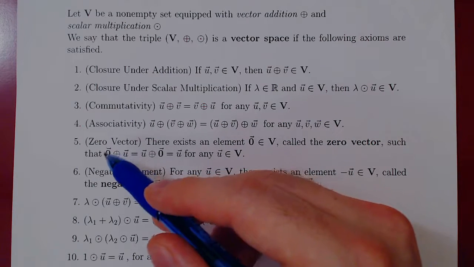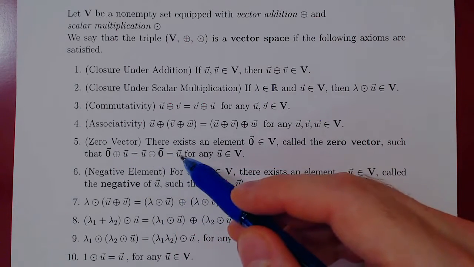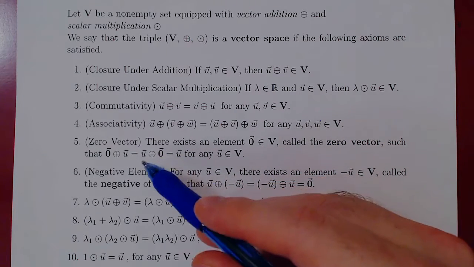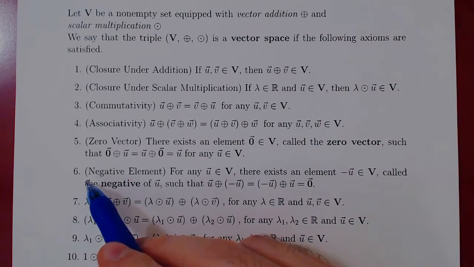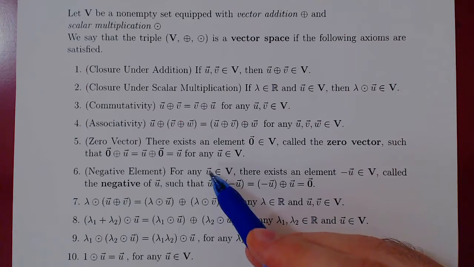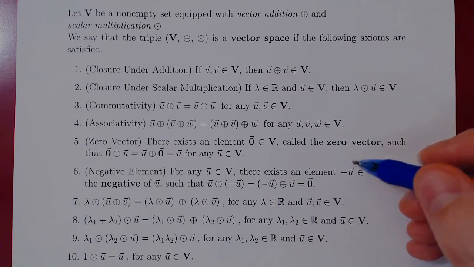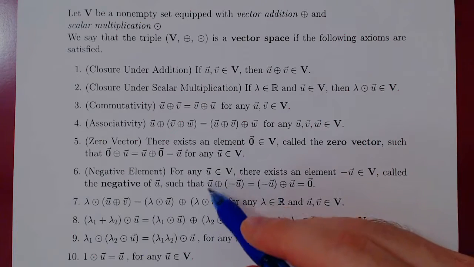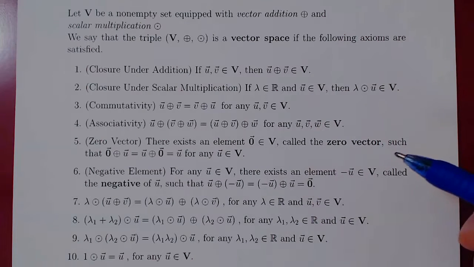If you add to 0 the vector u, or you add to u the vector 0, you get back the vector u. And this is true for any vector in your space. So adding the 0 element to a vector does not change the vector. So your space must contain a 0 element. Then there is the existence of a negative element. So for any element of your space, call it u, there has to exist an element that we denote negative u. It's called the negative of u, so that if you add u to its negative element, or the negative element to u, the result is the 0 vector.